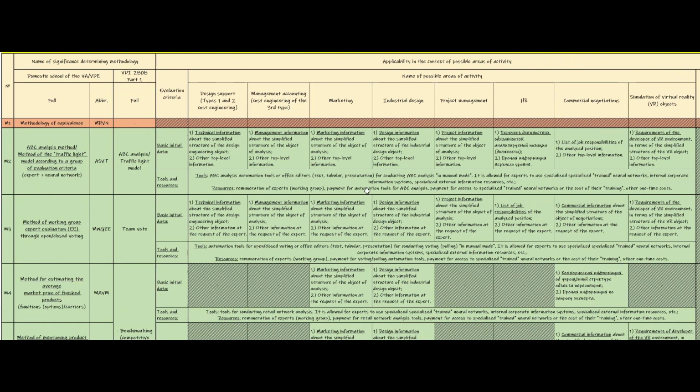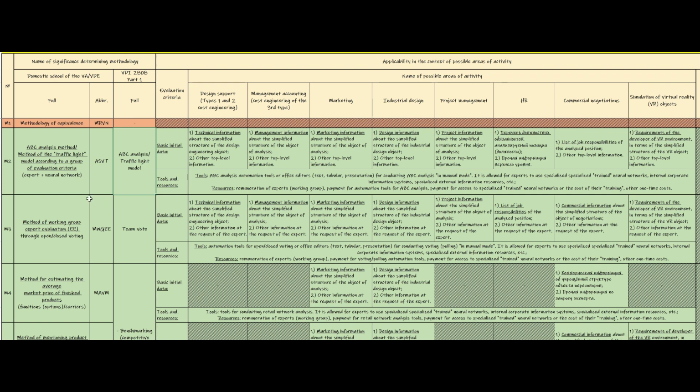Let's briefly consider each of the methods given in the block name of the methodology for determining significance and the column domestic school of value analysis and value design engineering. The names of similar methods in the column VDI 2808 Part 1 are given for reference. In my opinion, a more detailed description of the mechanism of application of the methods given in the table should be considered most effectively within the framework of practical cases.